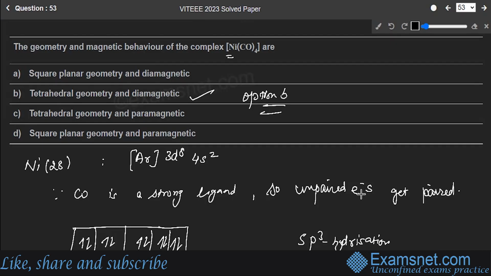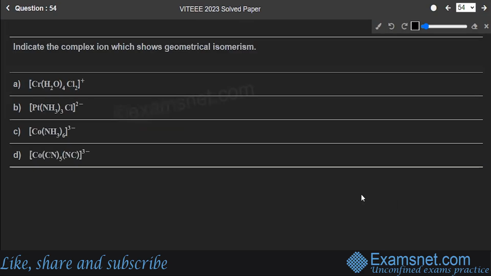Option B is the right answer to the question. Hope you understood that. Next is question number 54. Indicate the complex ion which shows geometrical isomerism out of these four. If I look at the very first option, this one shows geometrical isomerism. The possible geometrical isomers are given like this.